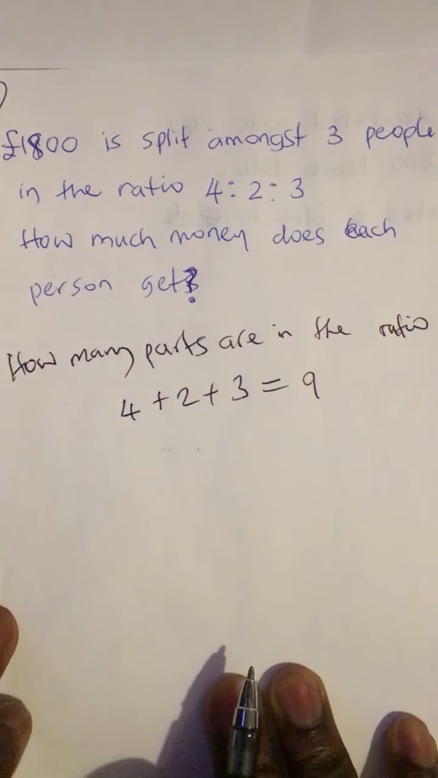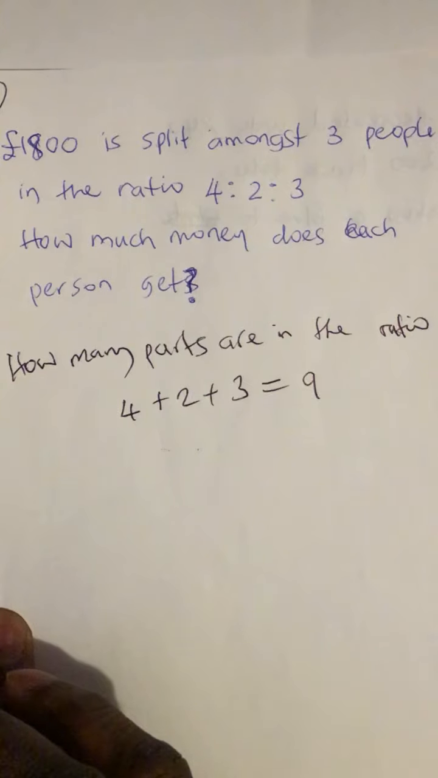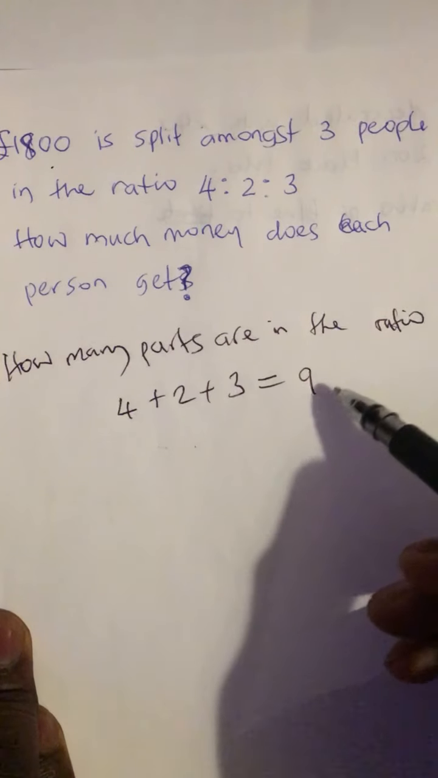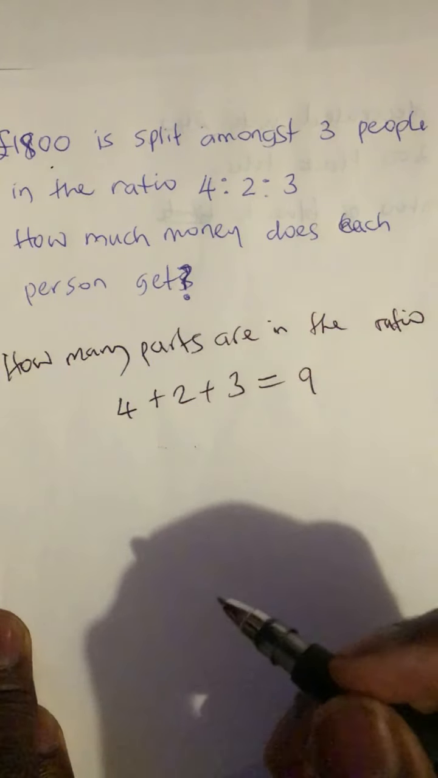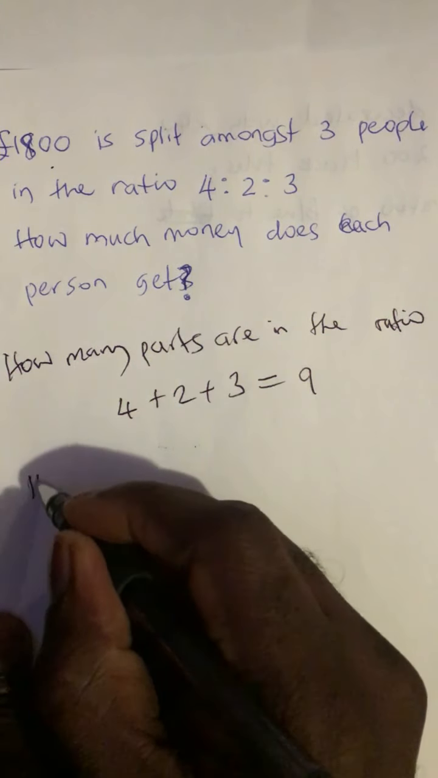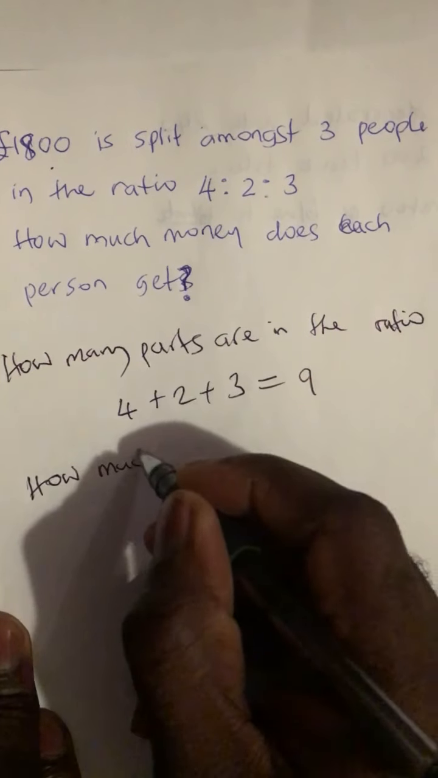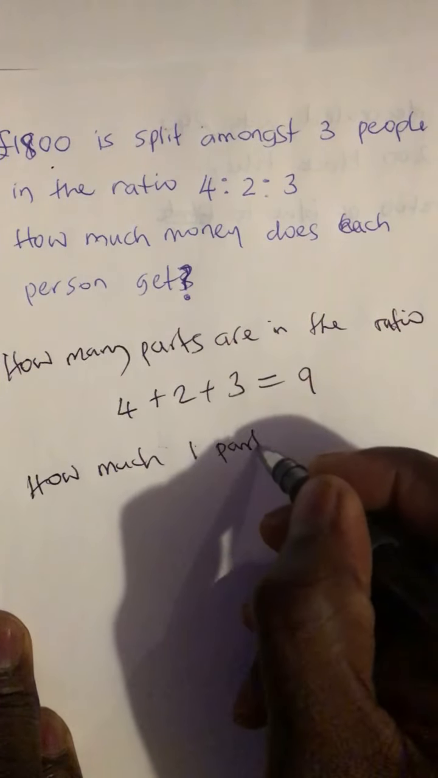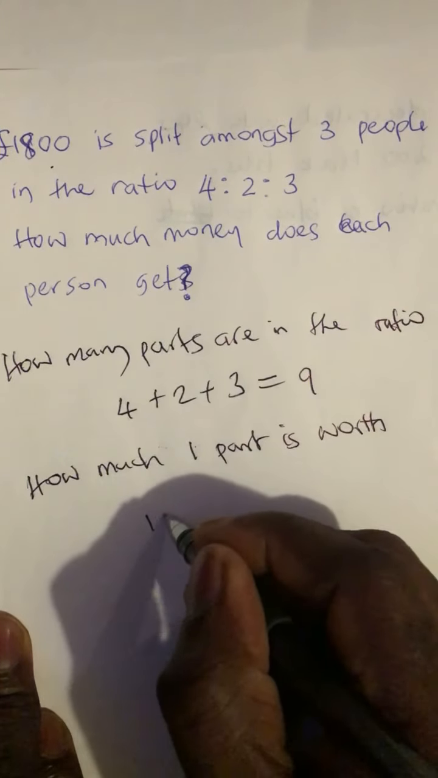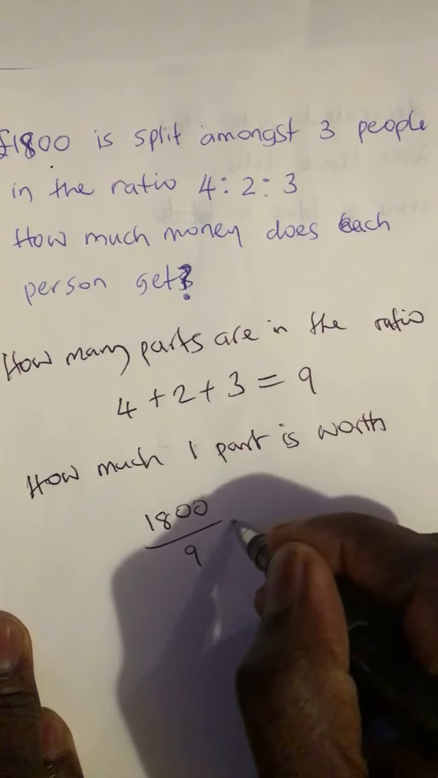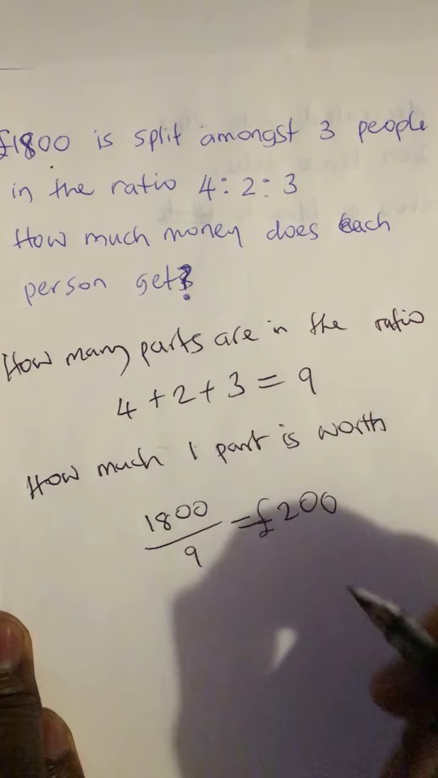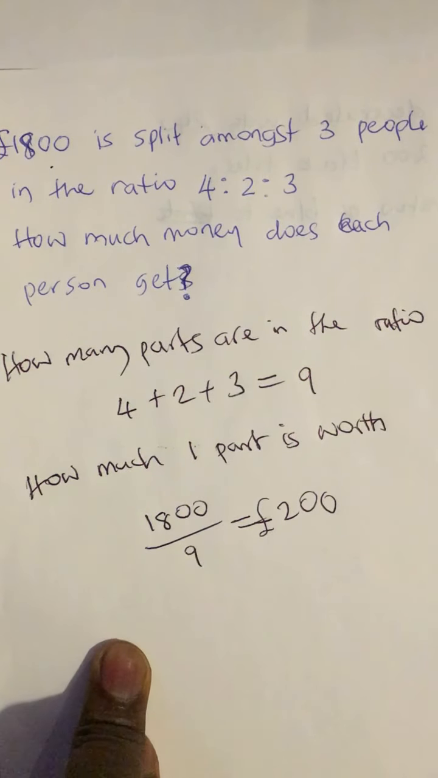So the next thing we'll do, we'll then find out how much one part is worth. So we have £1,800 to be shared among 9 persons. So we'll now divide the £1,800 by 9. And this one will give us £200. One part is now worth £200.